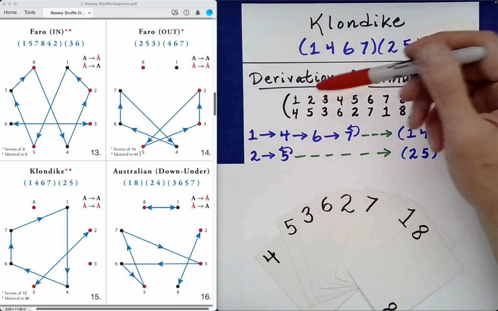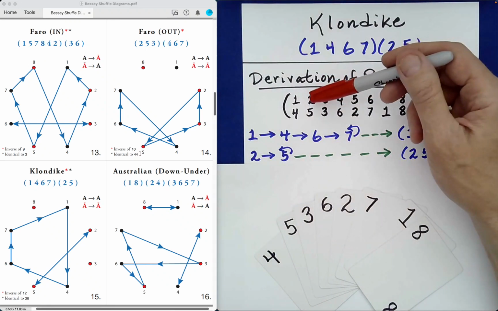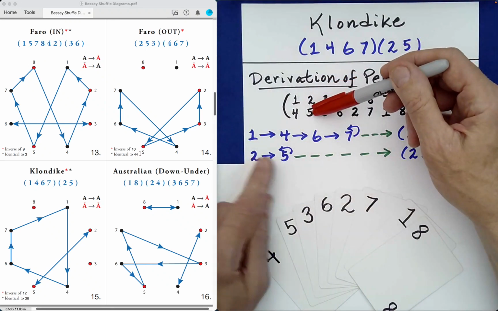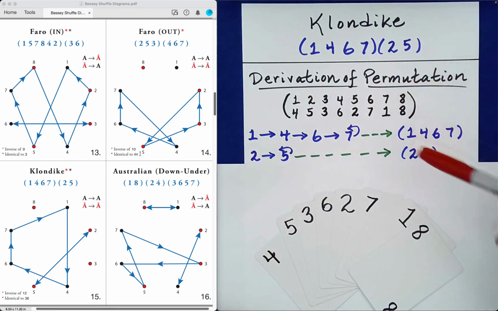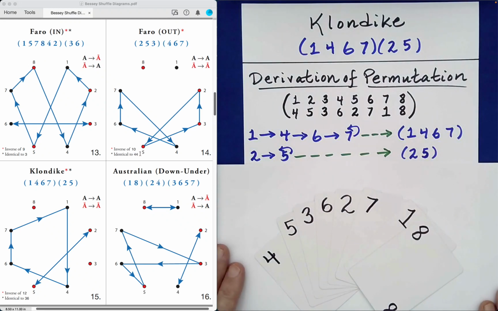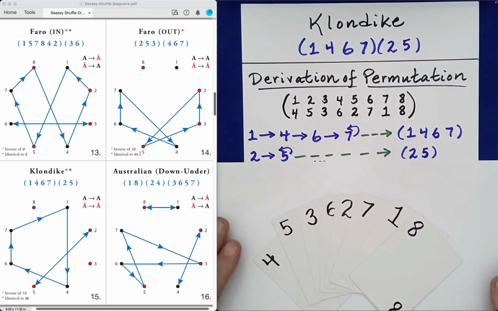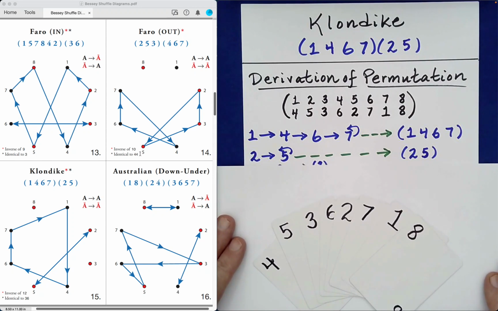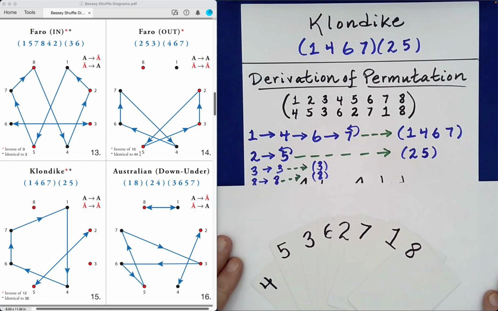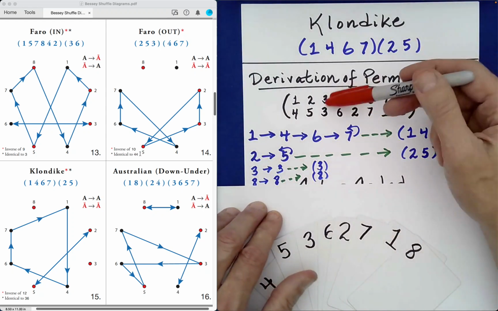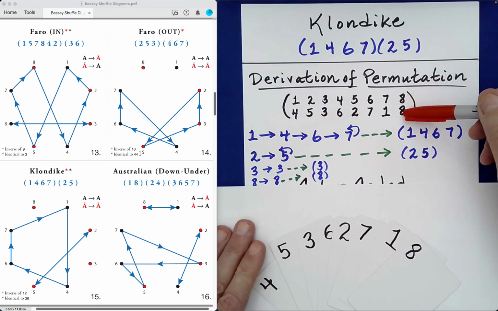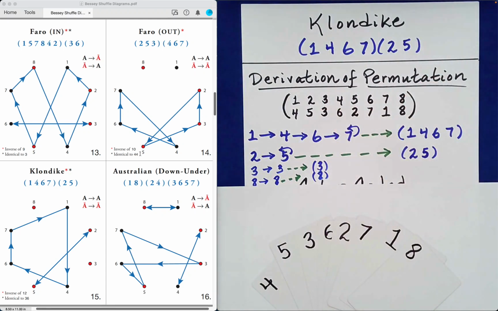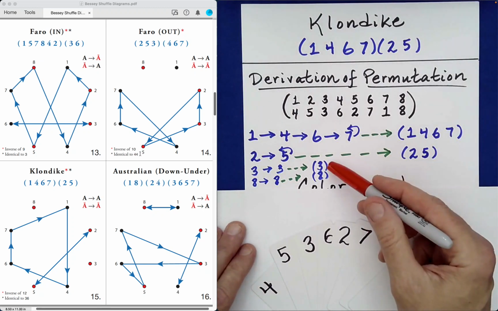We also get a transposition, since 2 goes to 5, and then 5 goes back to 2, so it wraps around. So we get this 2 cycle, also called a transposition. And I apologize, for some reason I originally left off what happens to 3 and 8. So 3 is a fixed point, 3 goes to 3, and 8 is also a fixed point. What starts in those 2 positions will be returned to those positions. Okay, so we do get 2 single cycles here.